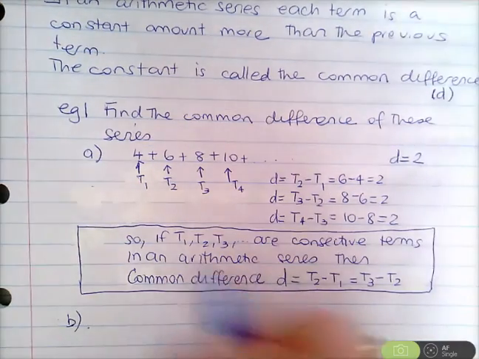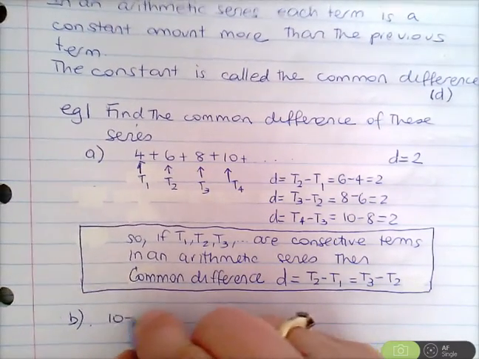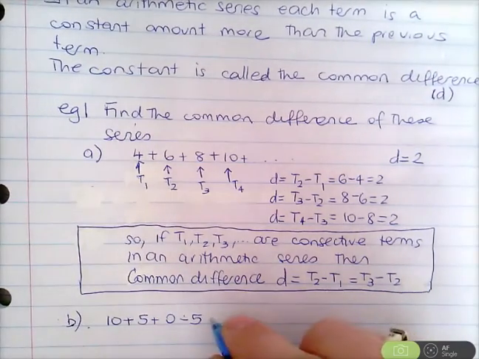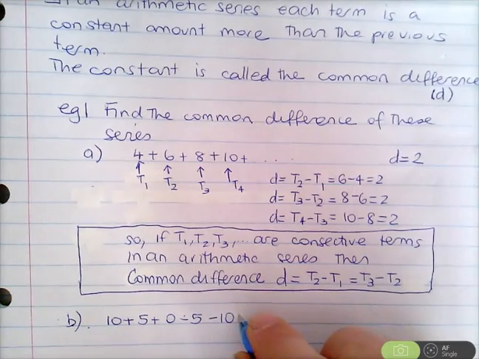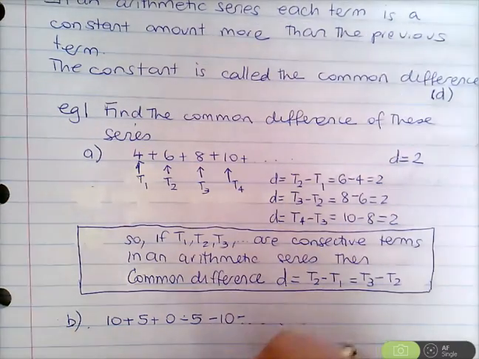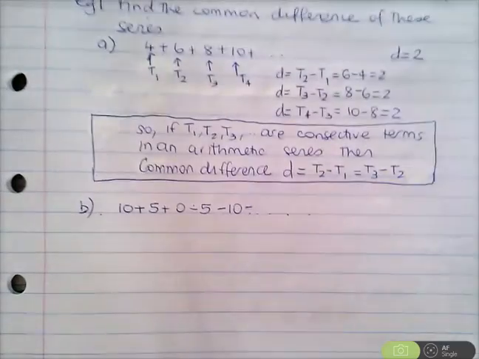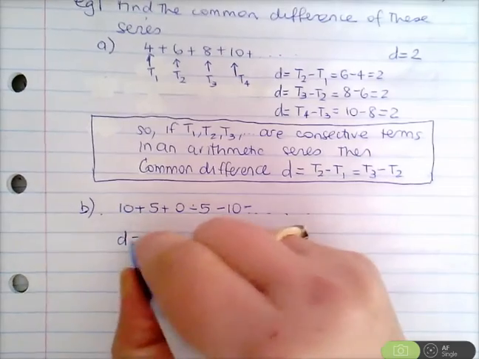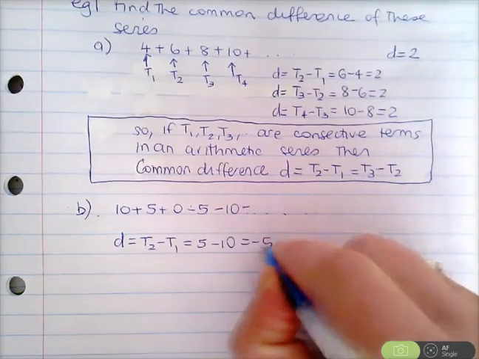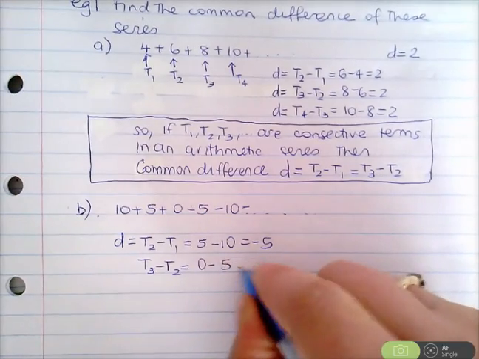Now another example. This series is going up, so I'll look at a series going down. Let's look at the series 10, 5, 0, minus 5, minus 10, etc. We can see that each term is going down by a constant amount, which is down by 5. So if I want to work out the common difference, it's T2 minus T1, which is 5 minus 10, which is negative 5. And if we look at T3 minus T2 as well, that's 0 minus 5 is negative 5.